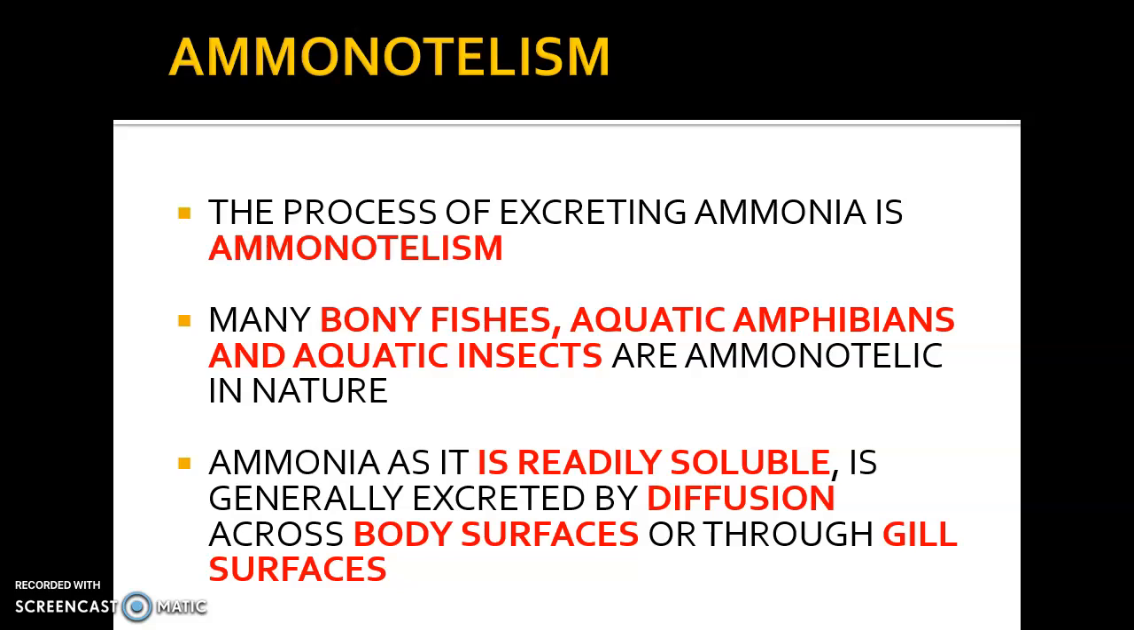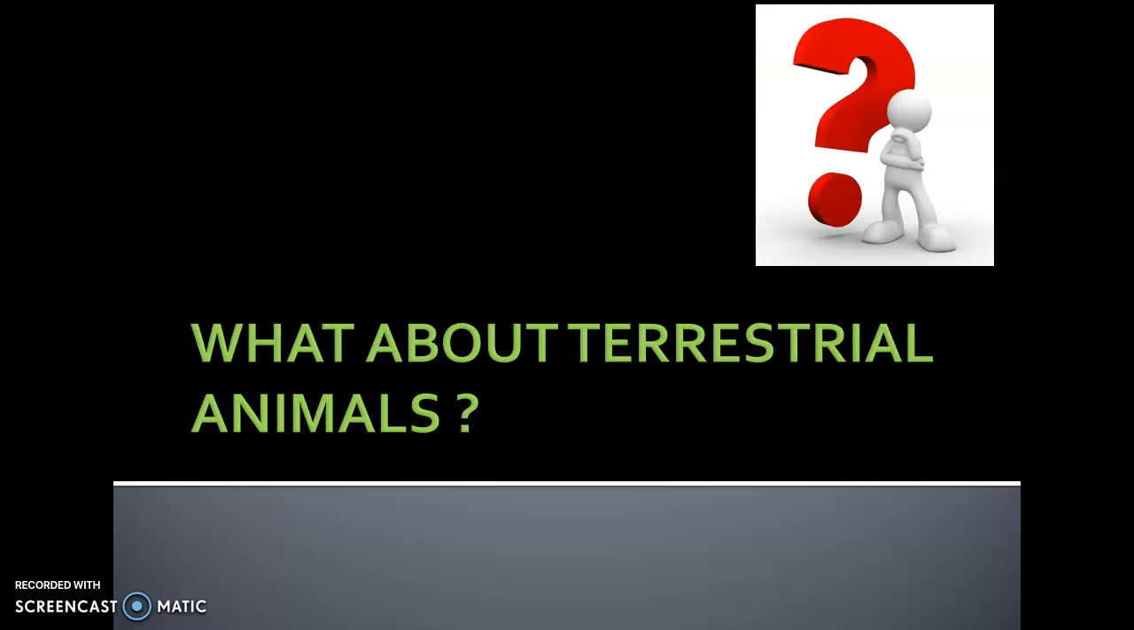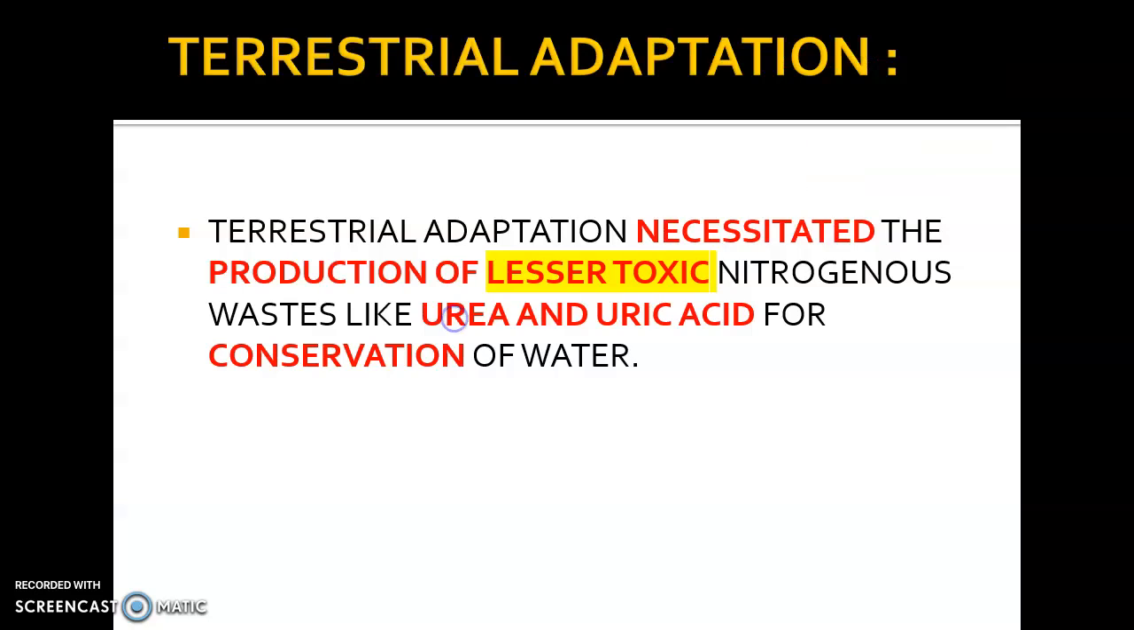And if it is aquatic fishes, then the removal of ammonia will be through the gill surface. So as I had raised a question in the beginning of this chapter, what if the terrestrial animals adopt ammonia as their excretory waste product? What will happen? What about terrestrial animals?